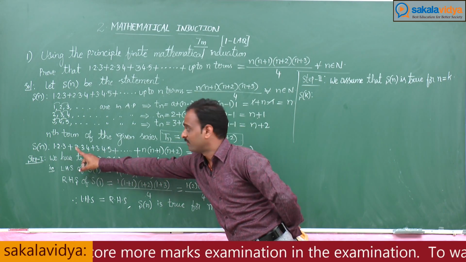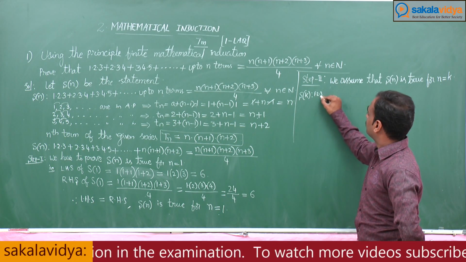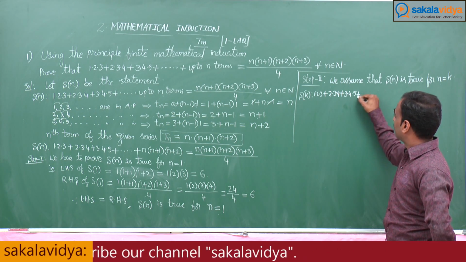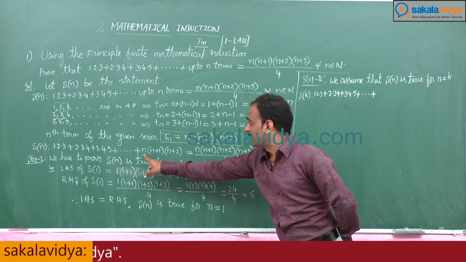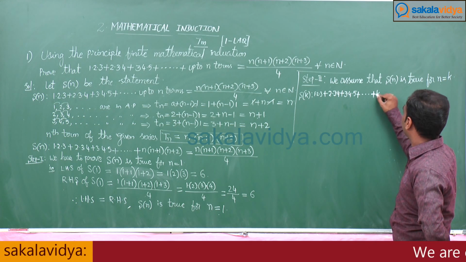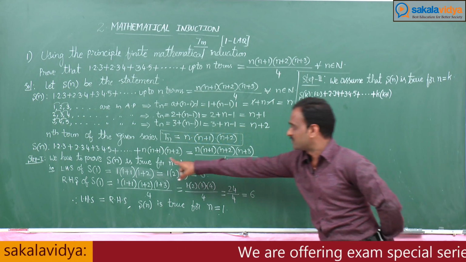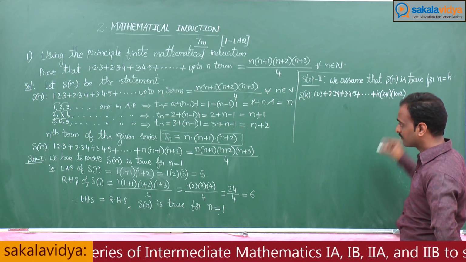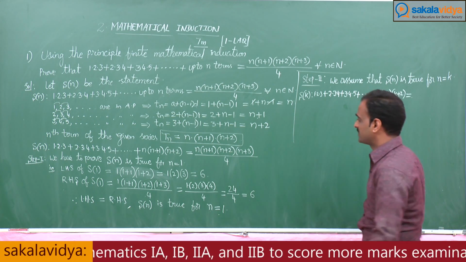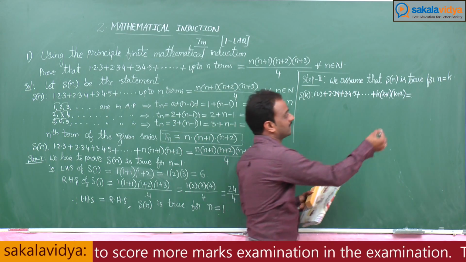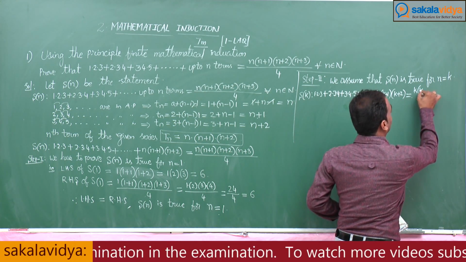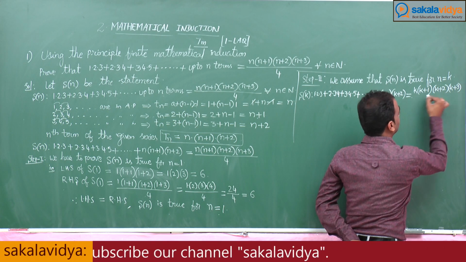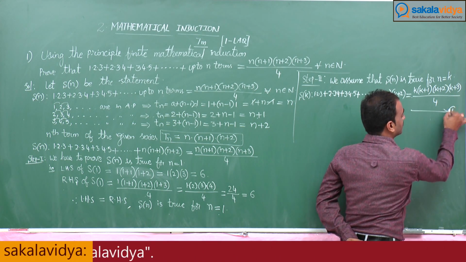S of k: 1 into 2 into 3 plus 2 into 3 into 4 plus 3 into 4 into 5 plus and so on, plus k into k plus 1 into k plus 2, is equal to k into k plus 1 into k plus 2 into k plus 3 by 4. Let it be equation number 1.